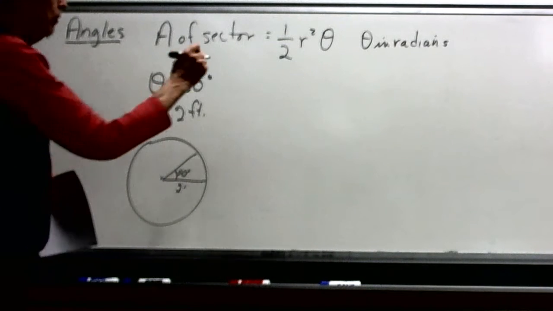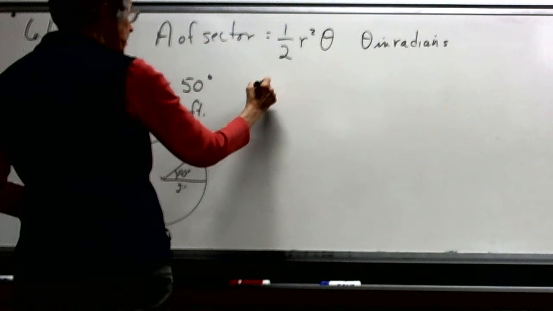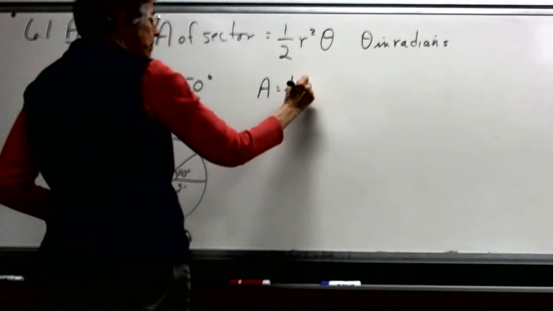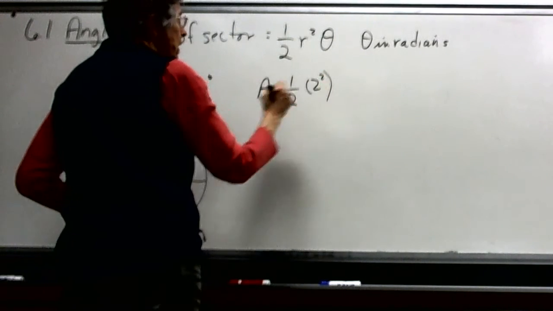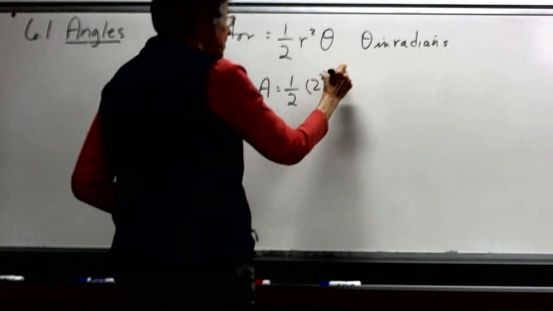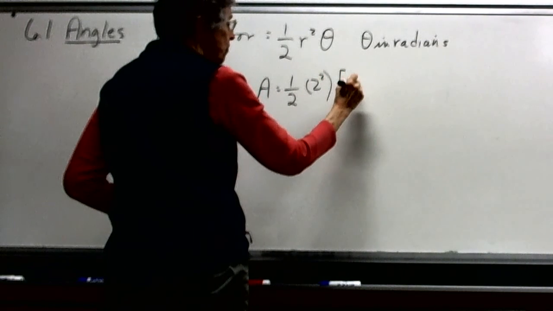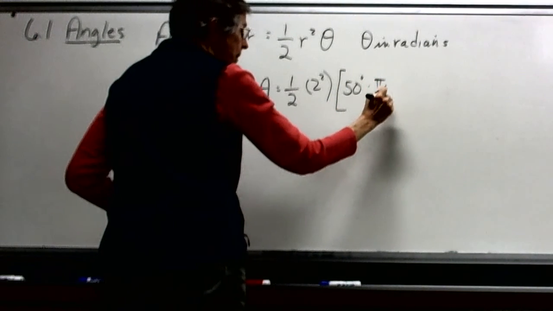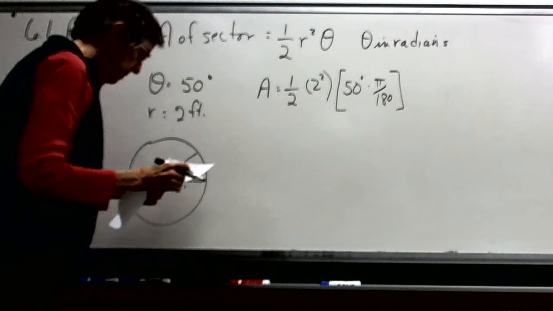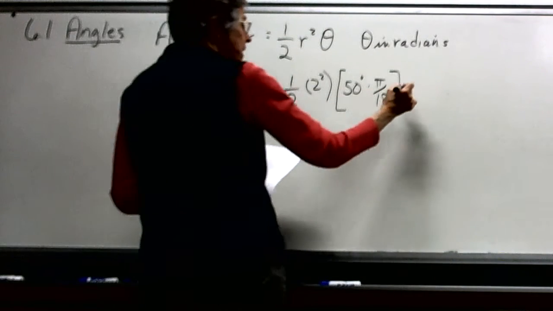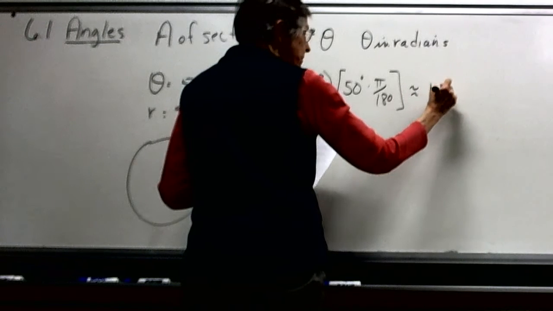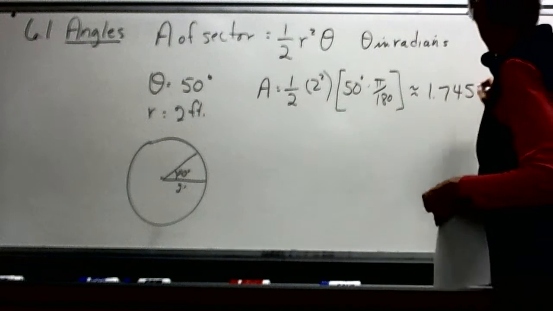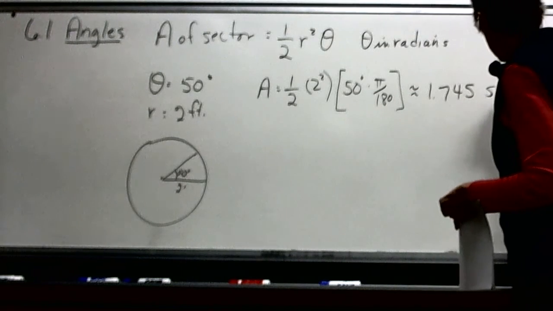So we can plug in what we have in our formula that's given here, 1/2 r squared. And then again, 50 degrees has to be changed to radians. And plugging that in my calculator, I come out with approximately 1.745. And we're talking about feet, so this would be in square feet.